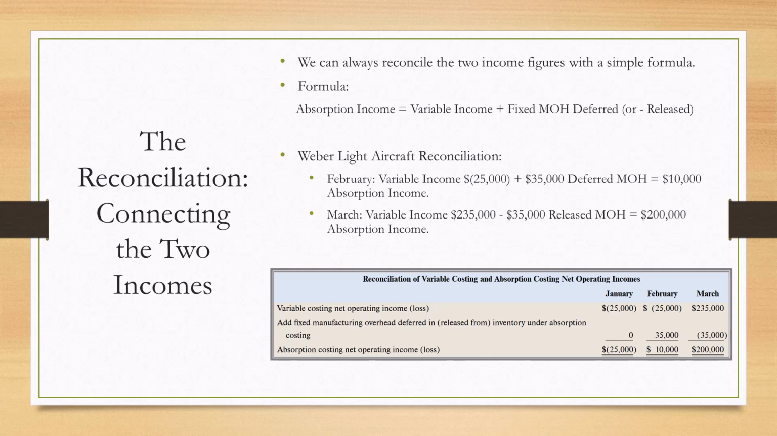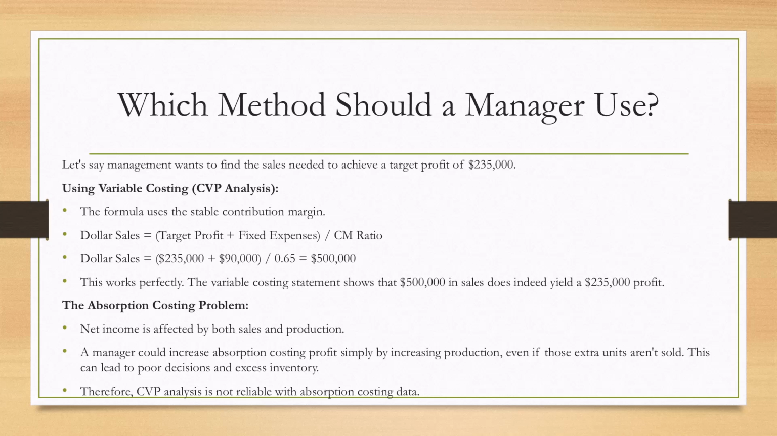In February, the variable income was a loss of $25,000. We add the $35,000 of fixed MOH that was deferred in inventory, and we arrive exactly at the absorption income of $10,000. In March, the variable income was $235,000. We subtract the $35,000 of fixed MOH that was released from inventory, and we reconcile to the absorption income of $200,000. This brings us to the crucial strategic question.